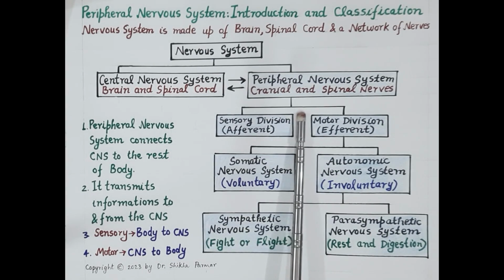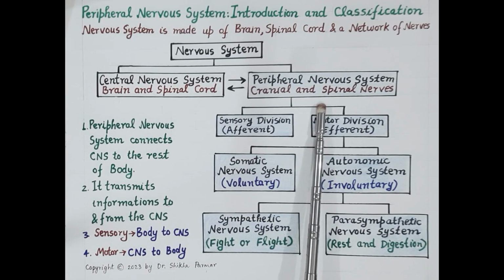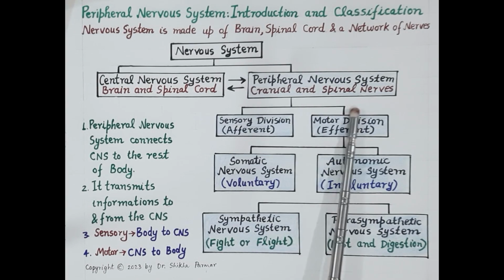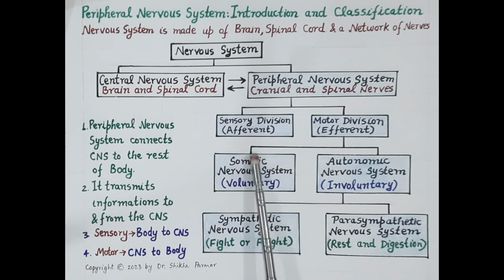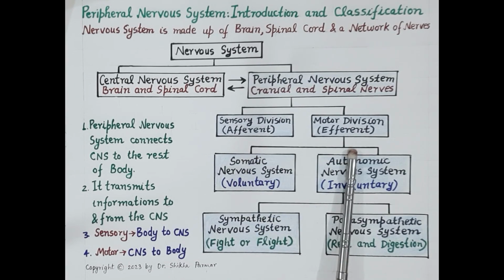Now let's understand the classification of peripheral nervous system. So look at this figure. Now, peripheral nervous system is made up of cranial and spinal nerves. Now, based upon the sensory or motor functions of these nerves, peripheral nervous system has two divisions, sensory or afferent division and motor or efferent division.